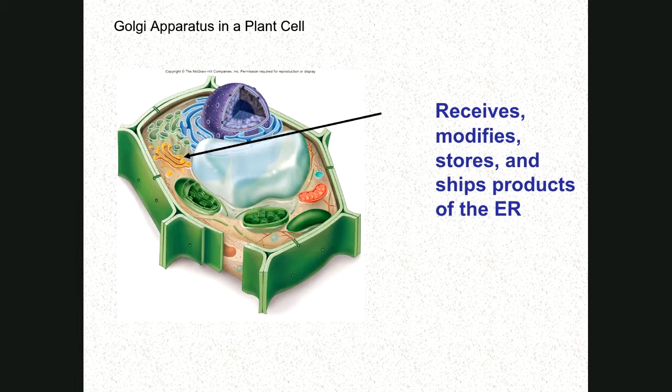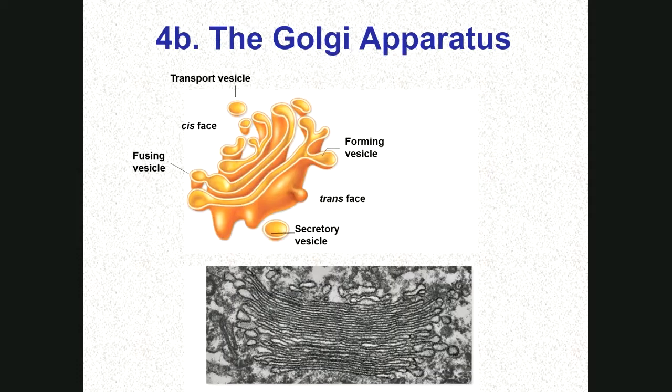This we call the cis face, the one that faces the endoplasmic reticulum or faces the nucleus. The other side, the opposite, facing the plasma membrane, we call the trans face. What is the job for the Golgi apparatus? Look at the electron microscopy for it. It's beautiful. That's cis, and that's the trans.